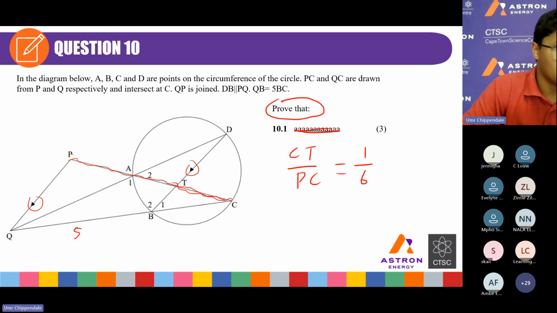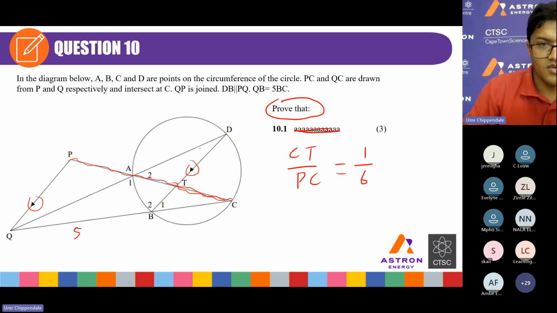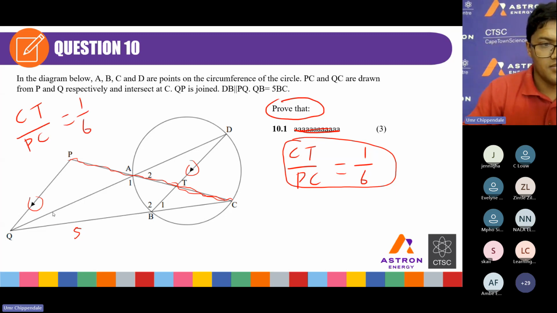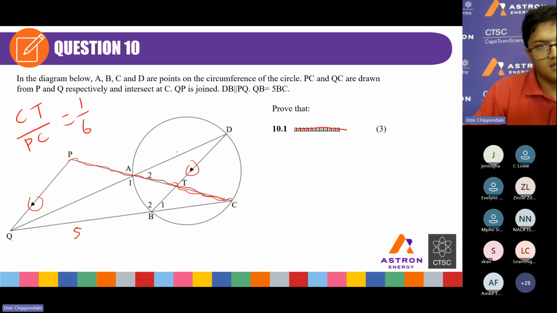So in this case, they say CT over PC is equal to 1 over 6. Well, let's show that. Remember this is what we're trying to get now. I'm going to write that on the side: CT over PC is equal to 1 over 6. That's what I must try and prove. So let's see. We write it down, CT over PC.